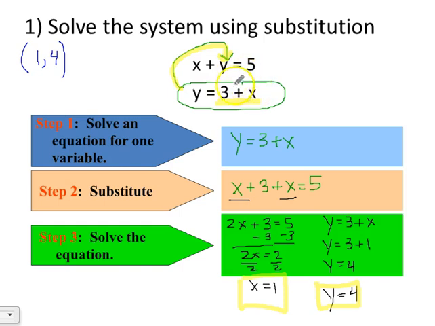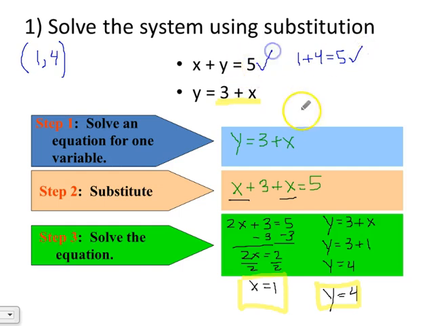Plug each of our values into our equations. I'm going to erase what we have up there. So we have x is 1, y equals 4, 1 plus 4 equals 5. That works. We did that right. y is 4 equals 3 plus x. x is 1. 3 plus 1 is 4. 4 equals 4. So we did that right.